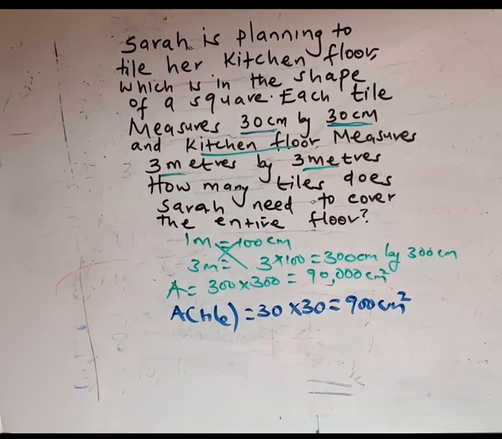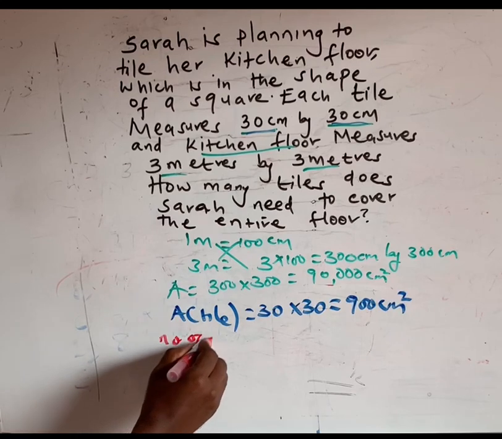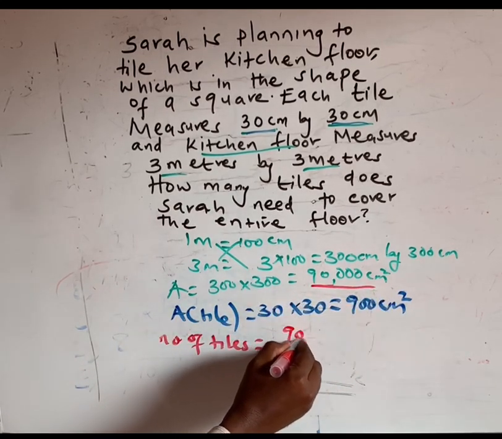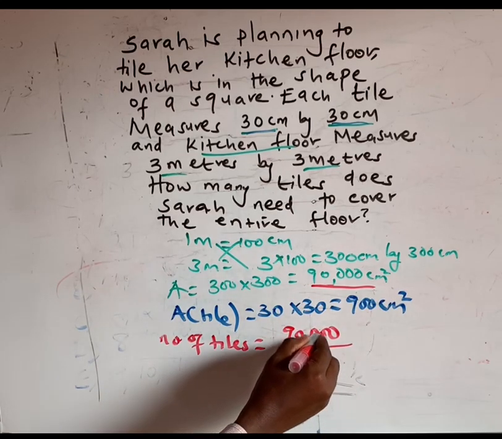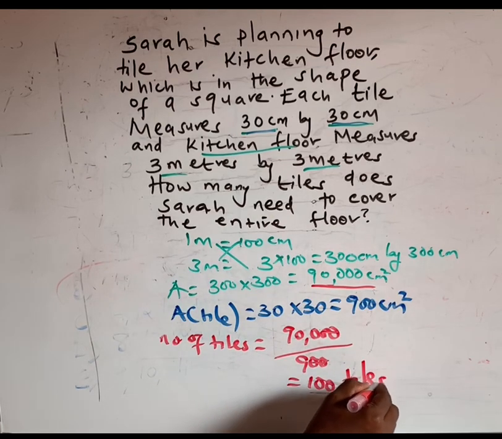After calculating the area of the kitchen floor, which is 90,000 centimeters squared, and the area of each tile, which is 900 centimeters squared, we can determine the number of tiles needed by dividing the total area of the kitchen floor by the area of each tile. So the number of tiles required is equal to the area of the kitchen floor, 90,000, divided by the area of each tile. This will give us 100 tiles.